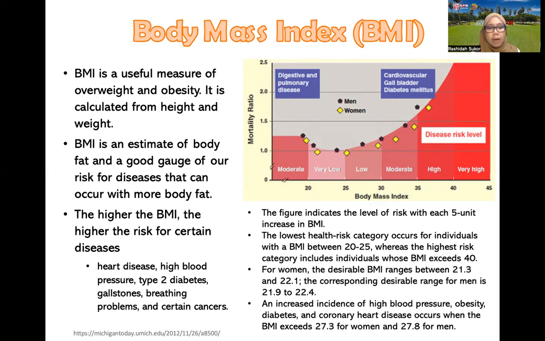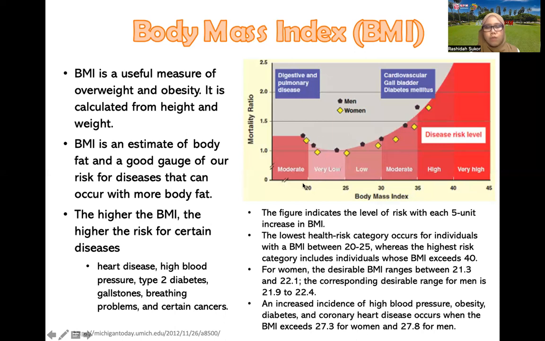So the higher the BMI, the higher the risk for certain diseases, for example, CVD, cardiovascular disease, high blood pressure, type 2 diabetes, gallstones, breathing problems, and certain types of cancer. If you see from this figure here, this is the mortality ratio from 0 to 2.5. This is the body mass index from 0 to 45. As you see from the curve, the pentagon shape is the men, and the square shape, like a diamond shape, is the women.